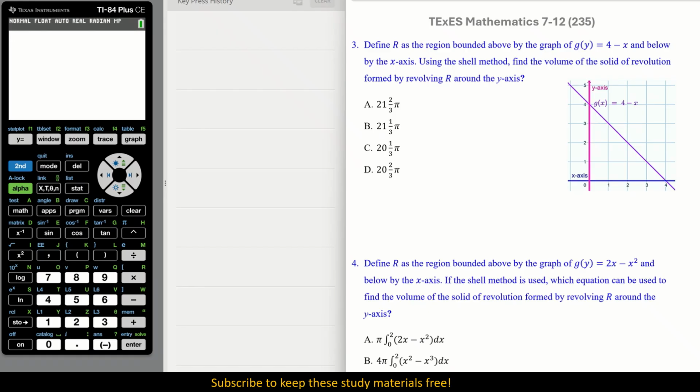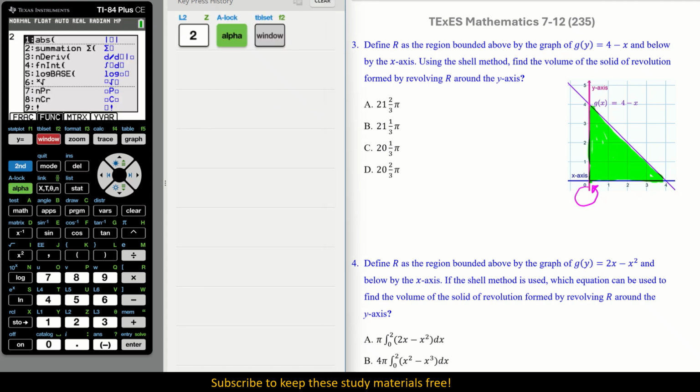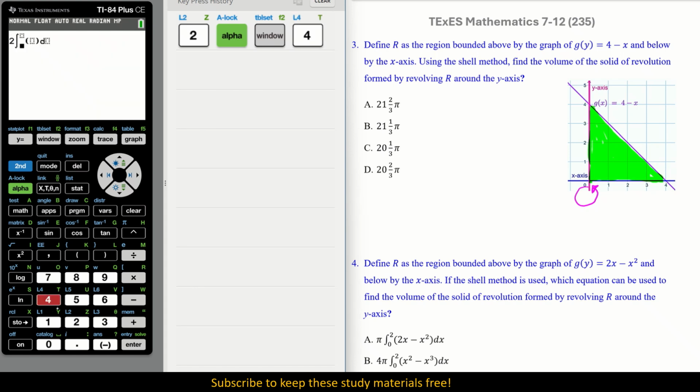Okay, I'll use my highlighter here. This is a triangle, and we will be revolving it around the y-axis using the shell method. So this means we're going around this axis. All right, so as before, we will set this up. We have 2, alpha, window, number 4.